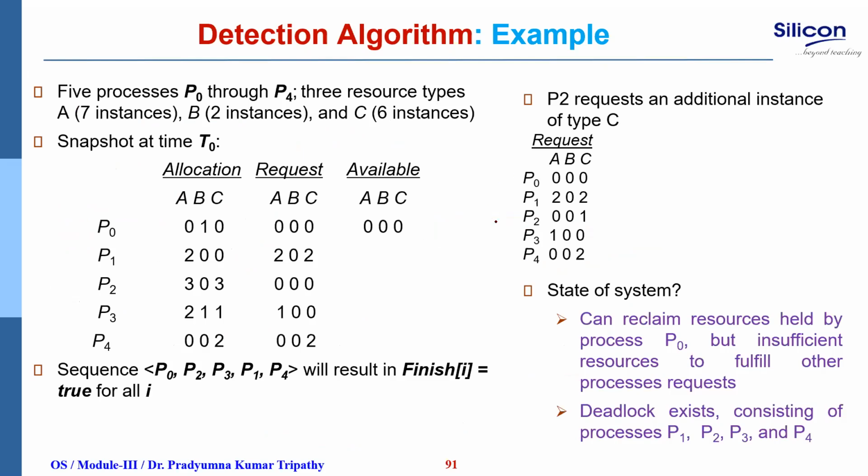So the same algorithm will run over here. This is an example. We found that these are all true, but if something is false, then it is in deadlock. Is that clear? Is it understood or not?